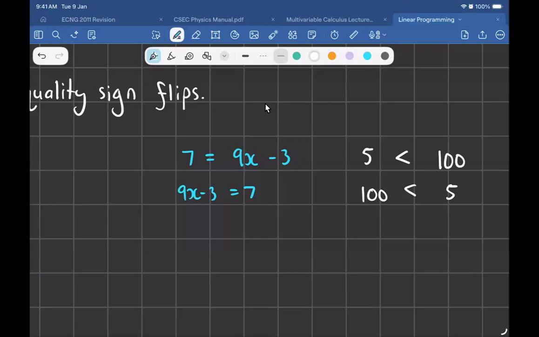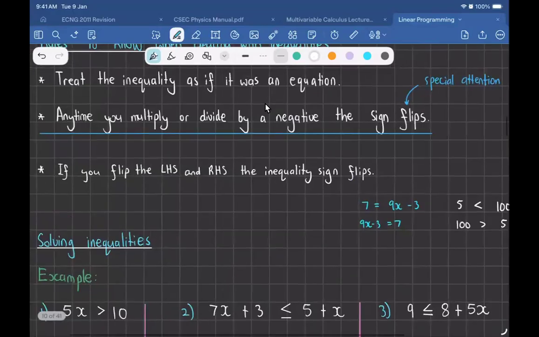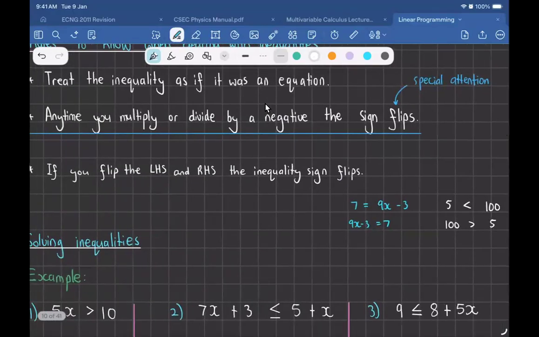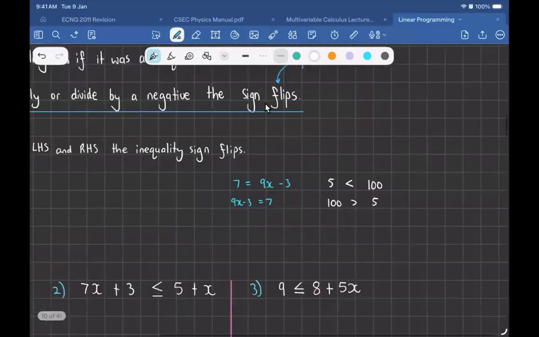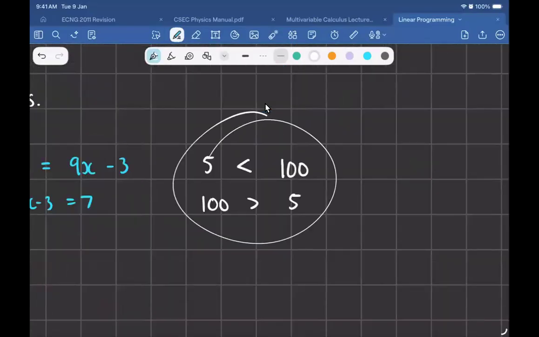Sahara, think about it logically before you answer me, and don't just say yeah. Matter of fact, read this for me. This statement is saying what? 100 is less than 5. Does that make sense? No. What should the sign be? More than. Exactly. So Sahara, read the last rule out loud and make sure you understand it. If you flip the left hand side and the right hand side, the inequality sign flips. Do you understand what I mean by that now? Yeah. All right.